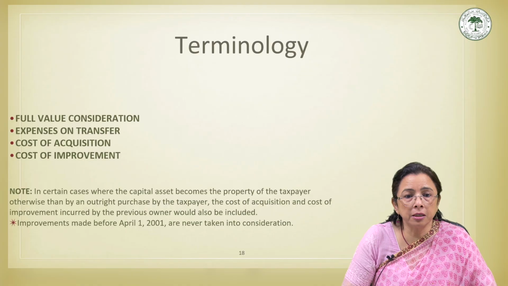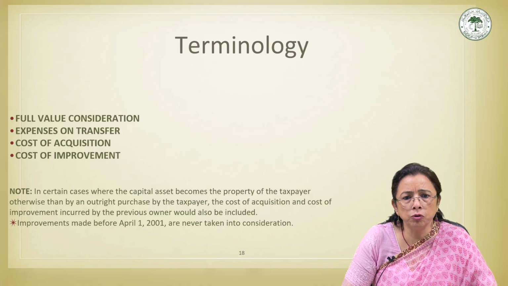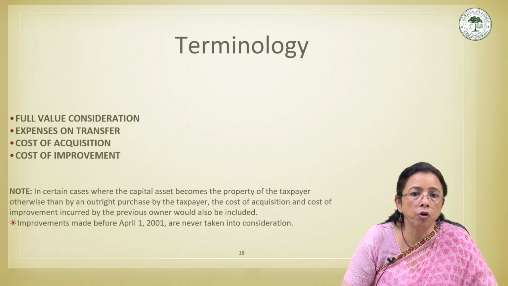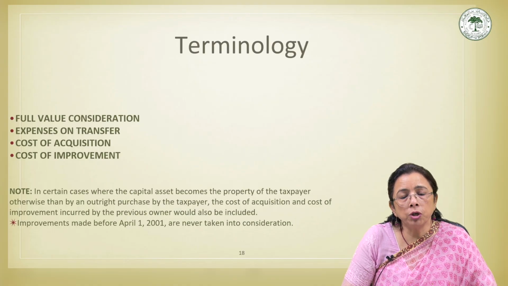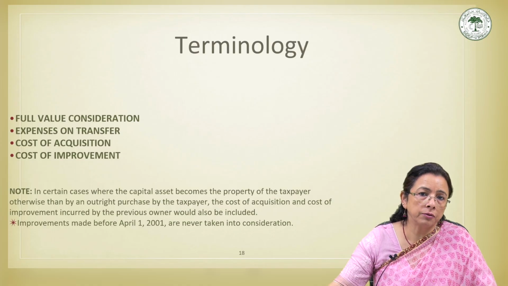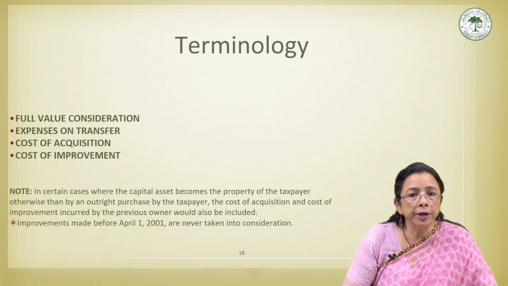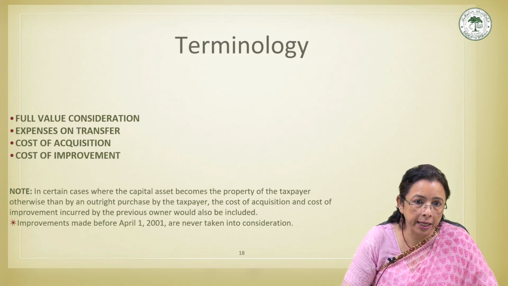The first term is full value of consideration. FVC, we use the short form or abbreviation as FVC. The full value of consideration refers to the total amount which is received or receivable by the transferor, that is the seller, as a result of a transfer of a capital asset. It is the starting point of computing the capital gain.